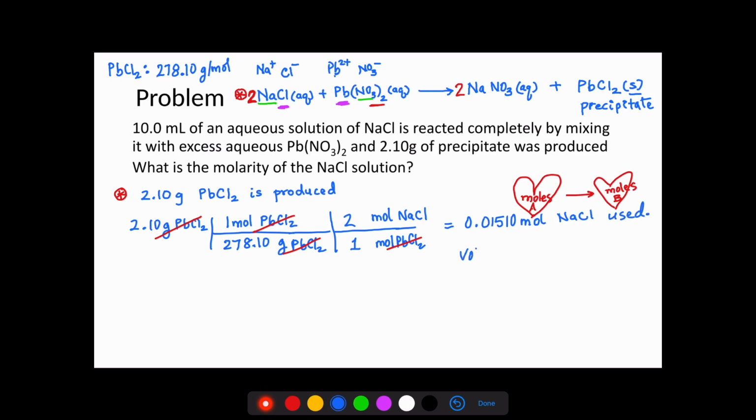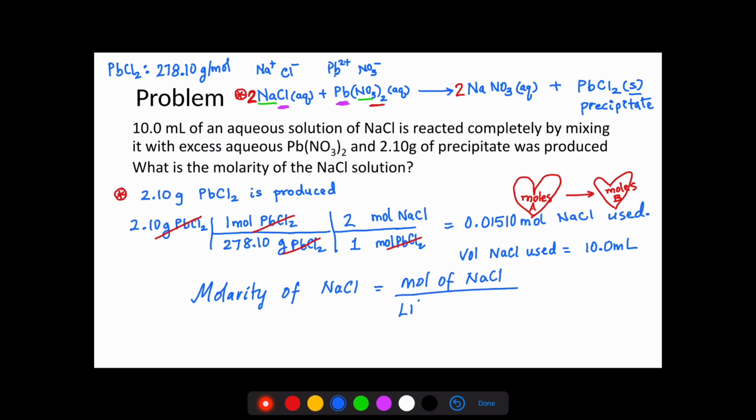The volume of NaCl used is 10 milliliters. Okay, and all these moles are in that 10 milliliters because this is a limiting reagent. All of these were used to produce the precipitate. So we can calculate the molarity. The molarity of sodium chloride is, molarity is always moles over liters, so we need moles of sodium chloride divided by the volume in which those moles were present. And volume should be in liters.